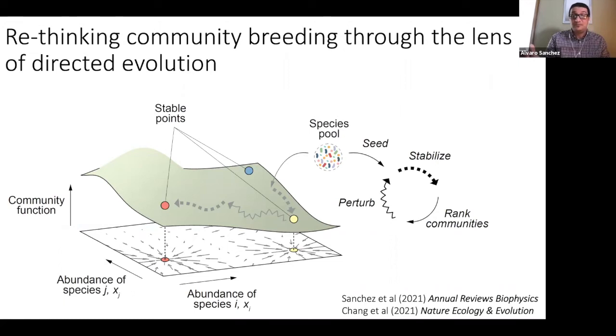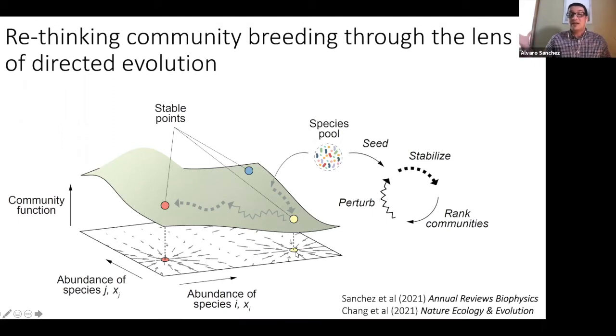So if you are, for instance, in a community that is in equilibrium, then if you perturb it just slightly, the community is going to end up going back exactly to where it was, right? So not all communities that you make up will be stable, right? Here I'm plotting the abundance of species J, abundance of species Y. If you start a community here, over time, the community is going to move here, right? This community is going to move there, that community is going to move there, and so on and so forth, right?